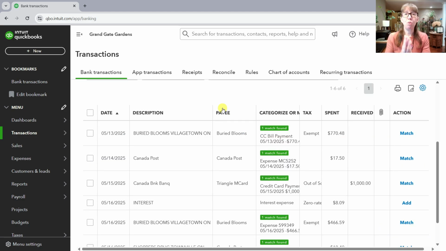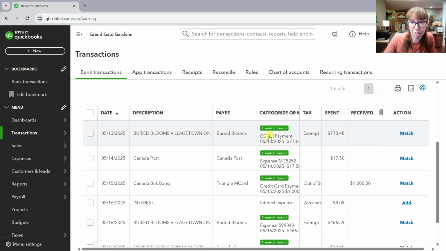I always remind people when we get to the bank feed section, the date, that's coming from the credit card company. Description, that's coming from the credit card company. The payee, that is QuickBooks guessing. The categorization, or what to match it to, that is QuickBooks guessing. Tax, that is QuickBooks guessing. Spent and received, the amount, that's coming from the credit card company. So you don't want to trust these three, and know that your subconscious is going to want to trust these three columns. That's something that you want to really be aware of.